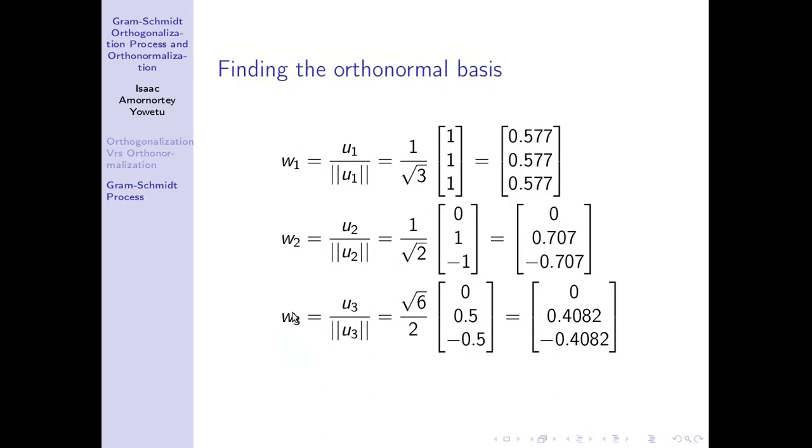And then to get w3, we still find the length of this very vector that we have here. We find the length of it, and 1 over the length times the vector here will eventually give us this vector that we have nicely here. So all these vectors that we have here are an orthonormal basis. The unit length of these vectors are 1, 1, 1.